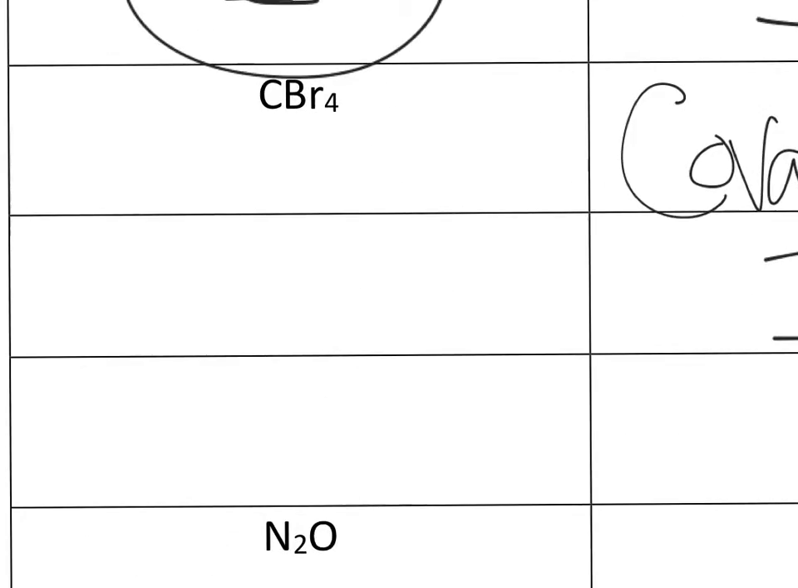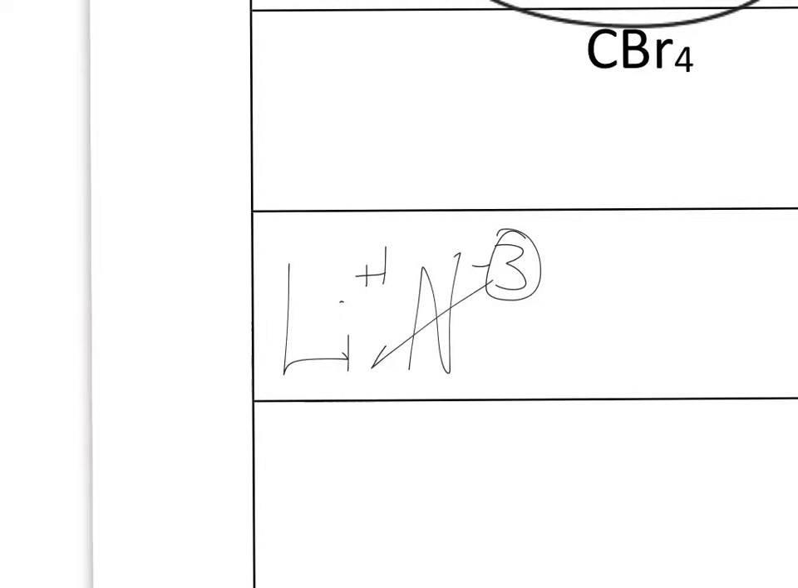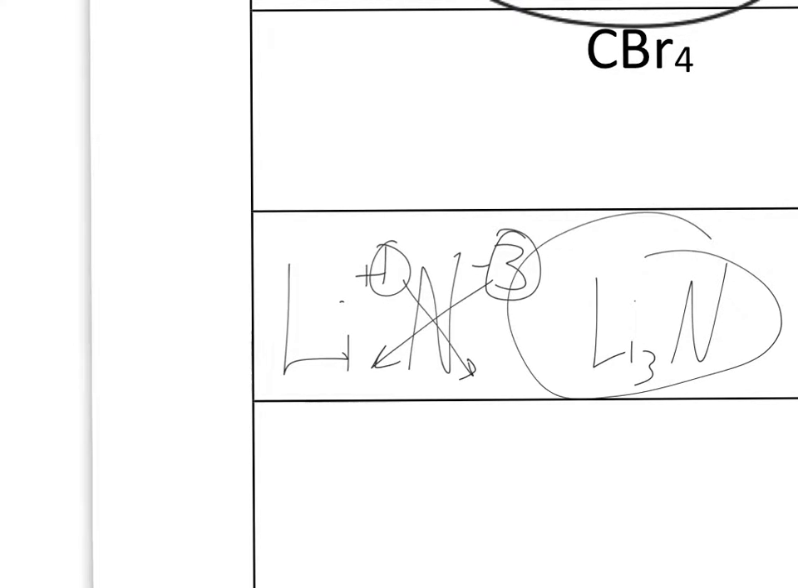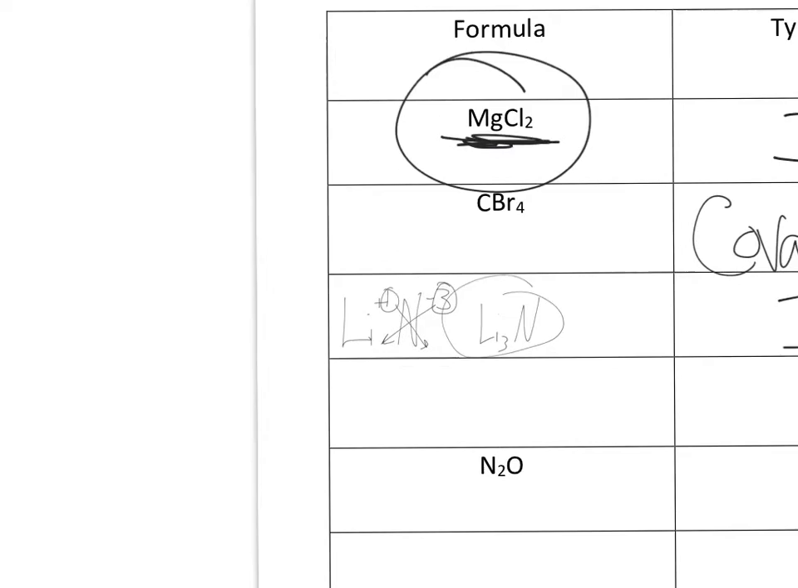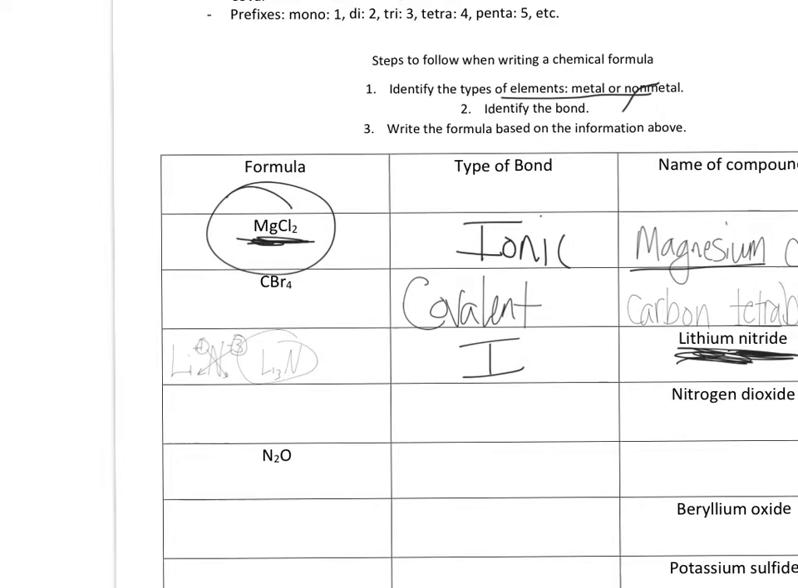So when I write the formula, since it's not given to me in the name, I would write lithium plus 1 because it has 1 to give up. Nitrogen has to gain 3 electrons, 3 negative charges, in order to be full. Now I do the crisscross. Since lithium only has 1 to give up, but nitrogen needs 3, it would take 3 lithium to bond with 1 nitrogen. That's my formula.